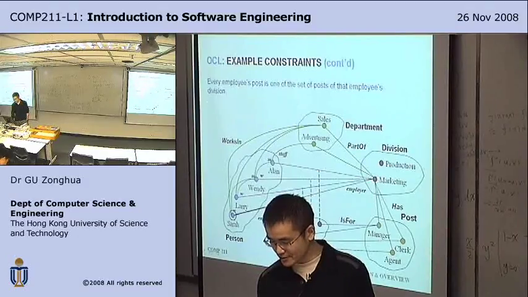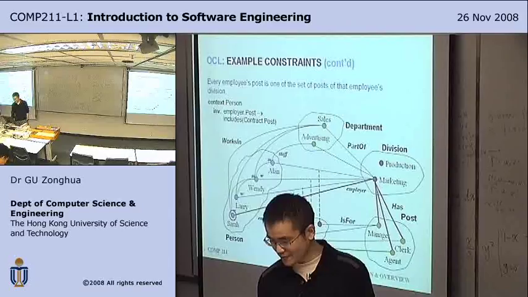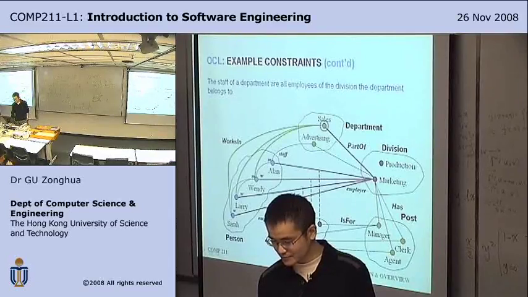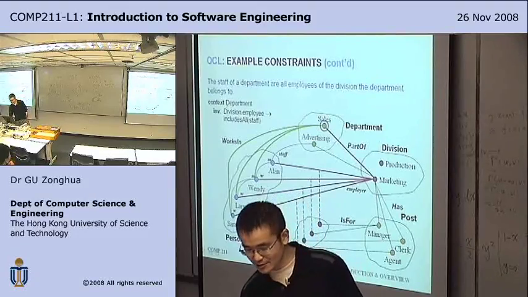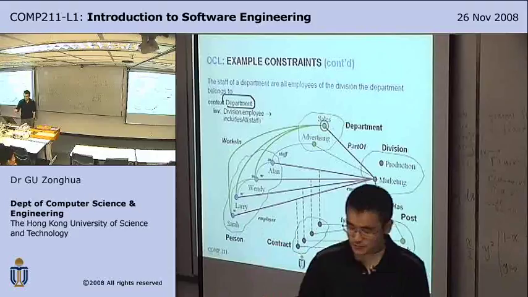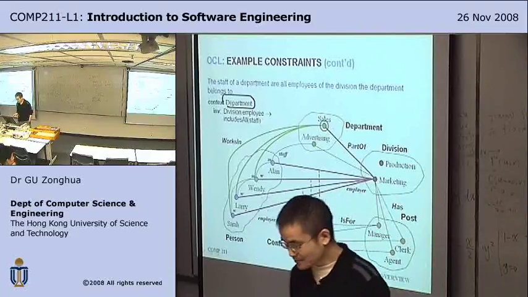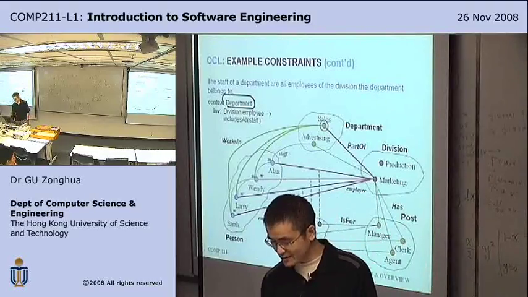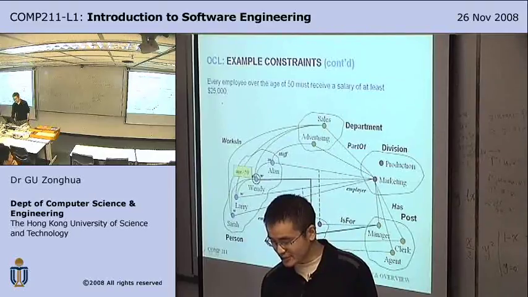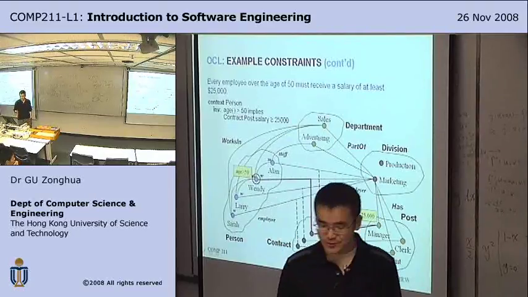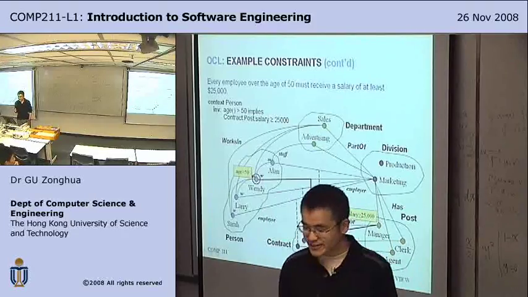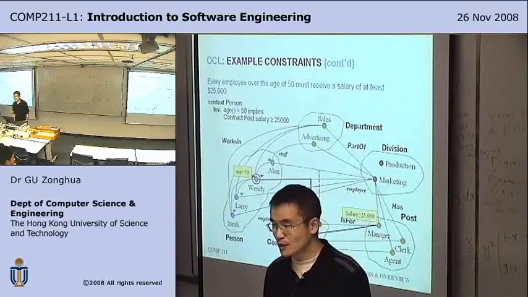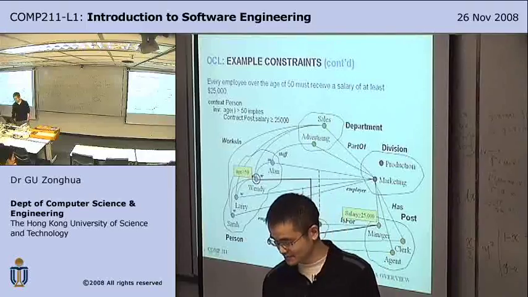I think I'll skip these unless you have questions. So the key is to remember always to navigate from the context to other classes by navigating the associations. If there's no association between two classes, you cannot navigate. Or the direction: if it goes from class A to class B, then you cannot go from class B to class A for navigation.